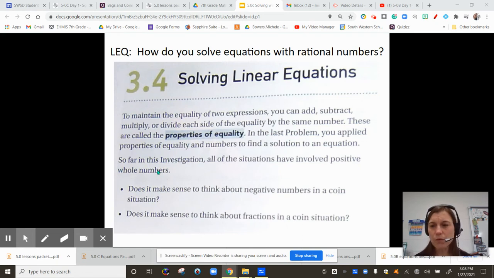Equations are going to be used for all sorts of things, and not everything in life is going to be positive, right? Some things are going to be negative numbers. It's possible to have fractions and decimals as your answers. We don't have to always get a whole number. So that's what we're going to look at today.